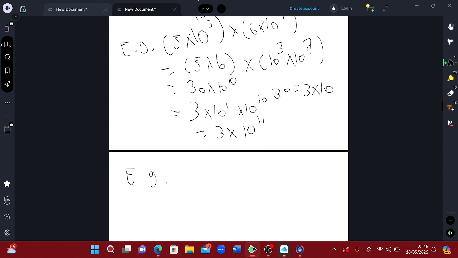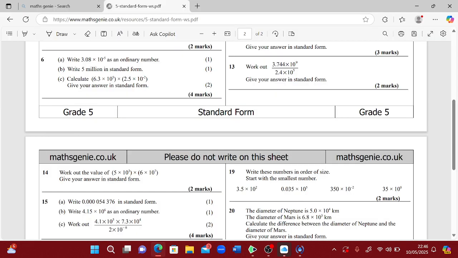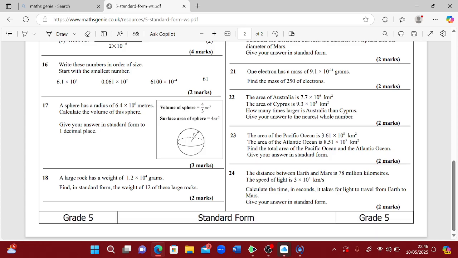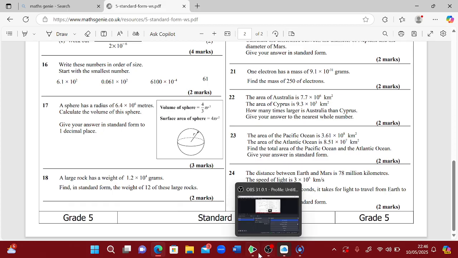Another example, I believe, it's the last question here. So let's read this together. The distance between Earth and Mars is 78 million kilometers. The speed of light is this, kilometers per second. Calculate the time it takes for light to travel between Earth and Mars. So we got distance. So again, it's distance, speed, time.